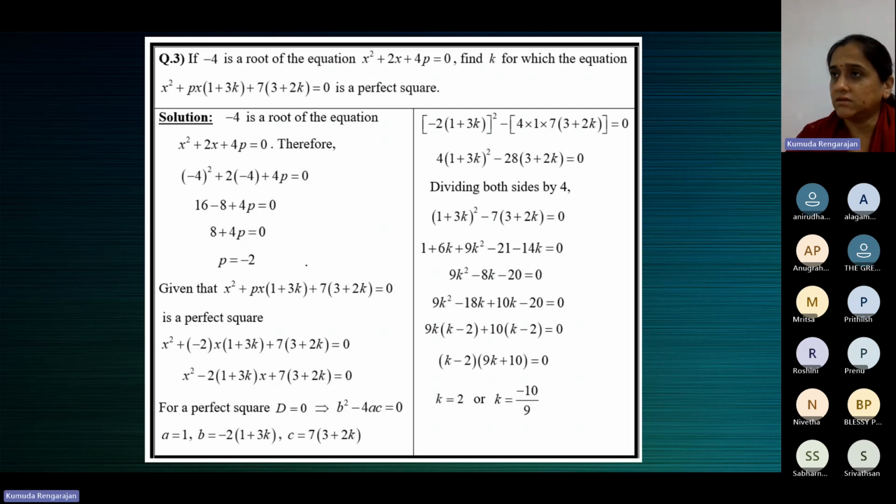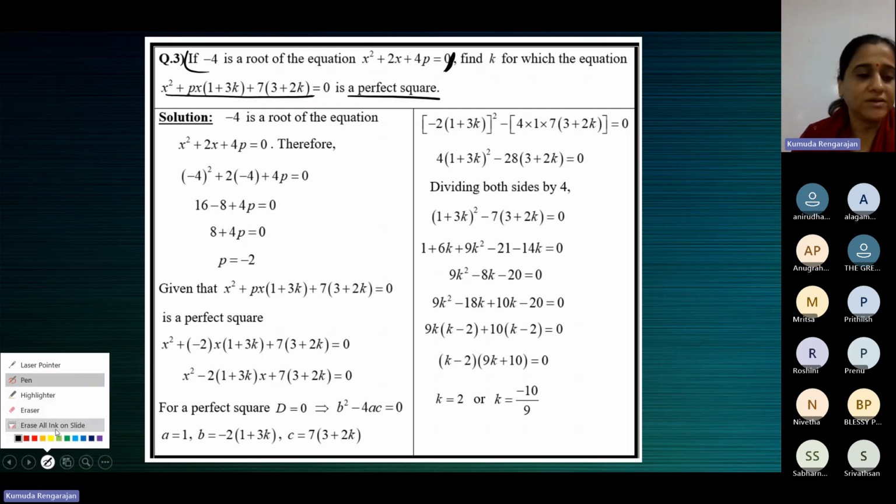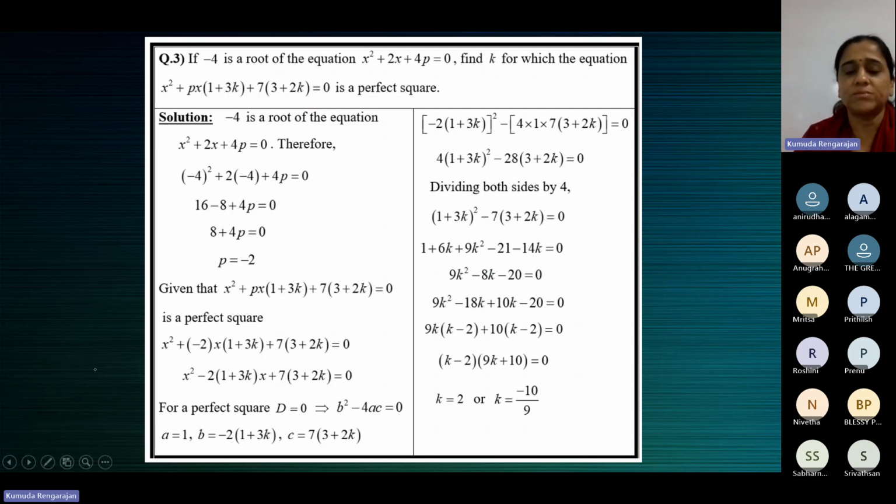That's about this information. That's over. Now you have the value of p. Okay, what is given for the second quadratic equation? It's a perfect square. That's all that is given. The second quadratic equation is a perfect square.